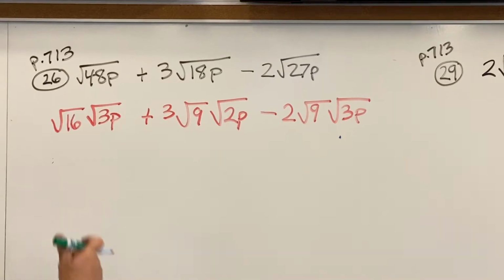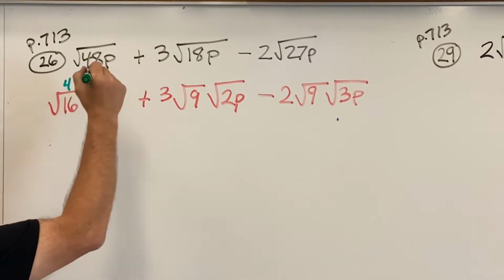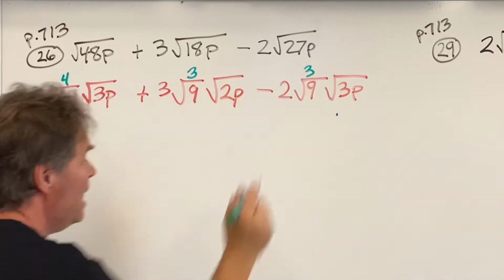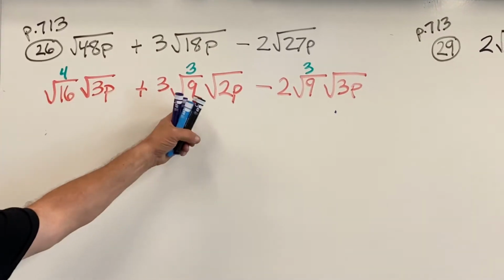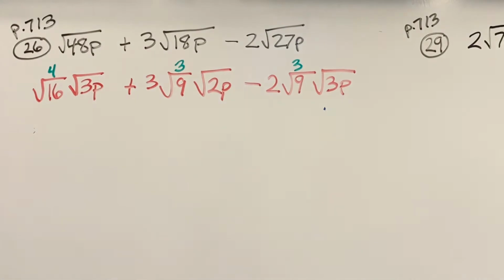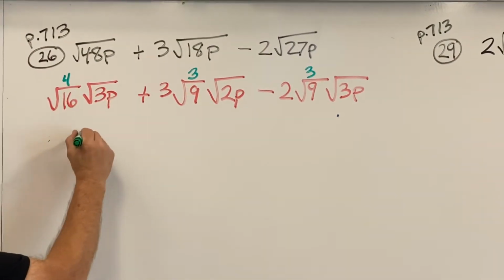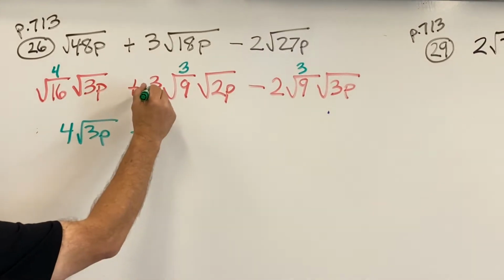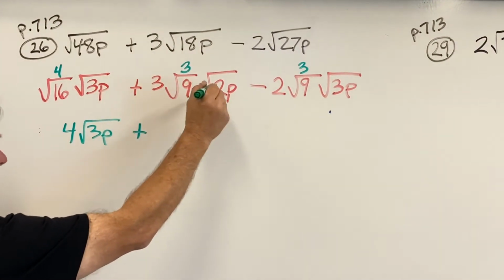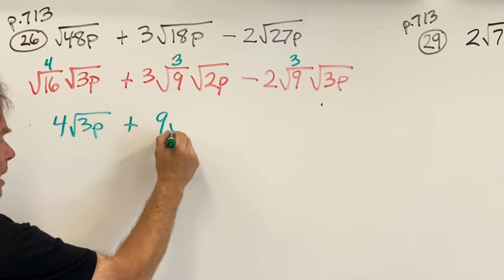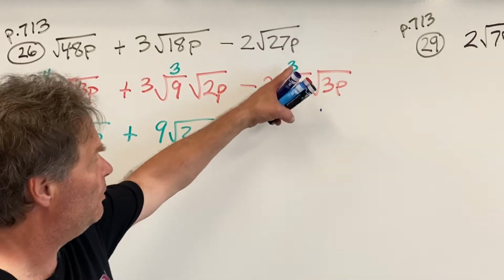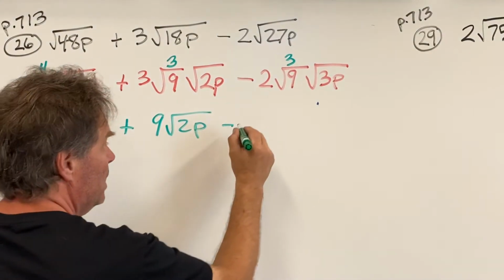But here we go. Root 16 is 4. Root 9 is 3. Root 9 is 3. Every one of the pretty guys always simplifies. So here we go. 4 root 3p, plus 3 times 3 times root 2p is 9 root 2p, and then minus 2 times 3 is 6 times root 3p.